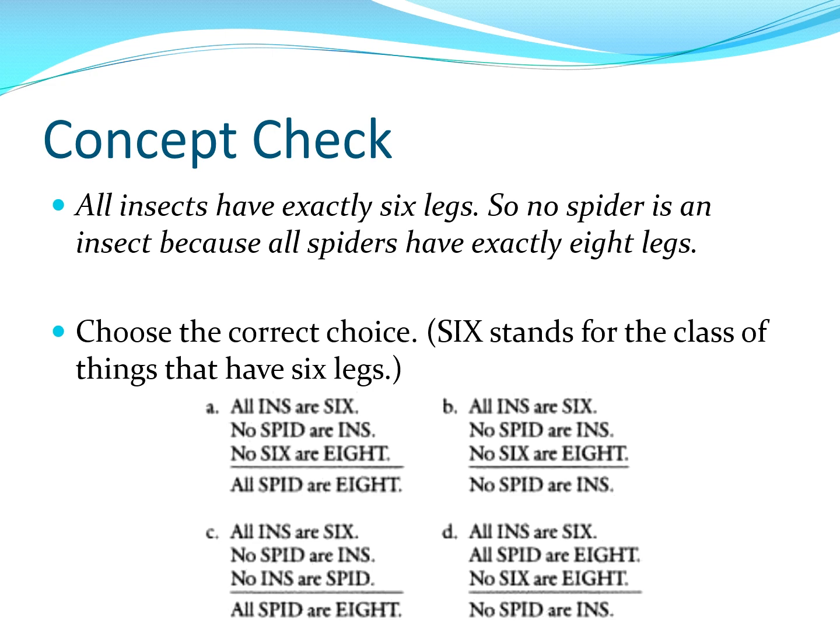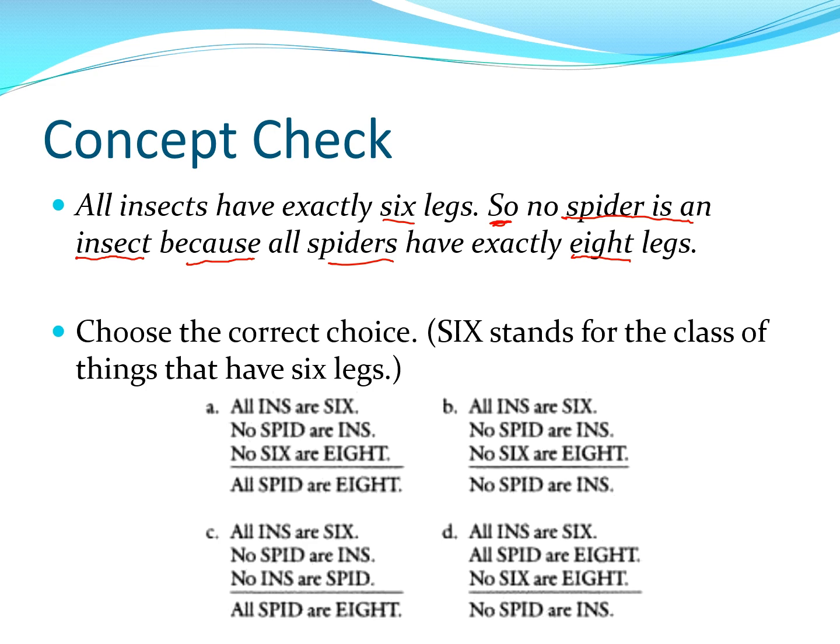All right, let's look at these. We have all insects have exactly 6 legs. So we know that all insects are 6. No spider is an insect because all spiders have exactly 8 legs. We know by the keyword "so" that no spider is an insect. So this is going to be our conclusion of the argument. And then, because, another reason being given, all spiders have exactly 8 legs.